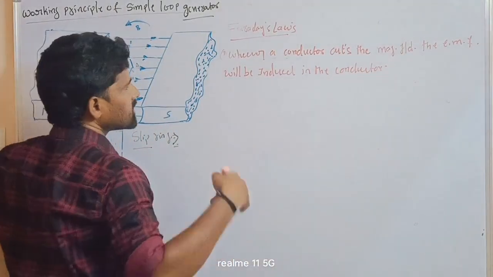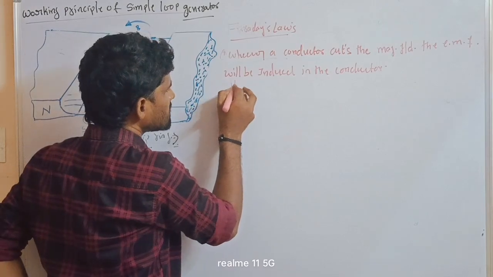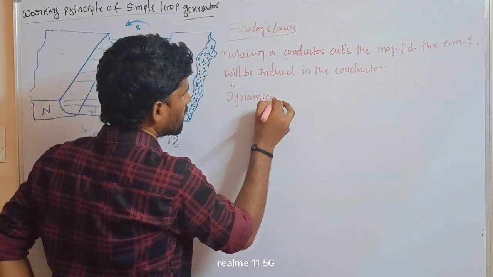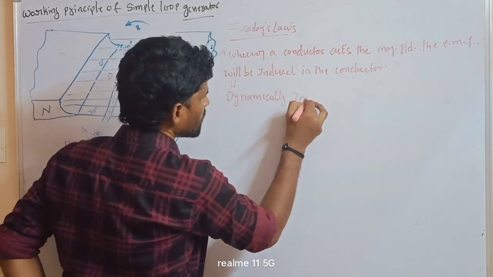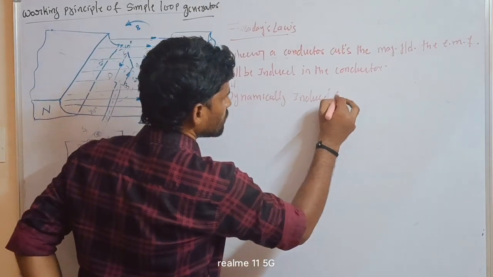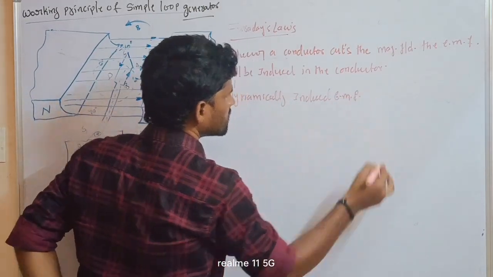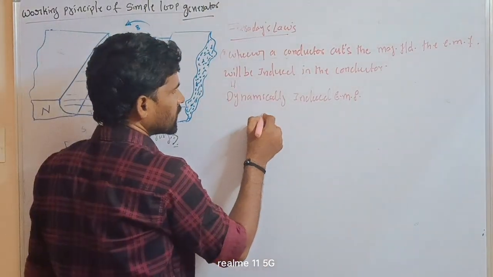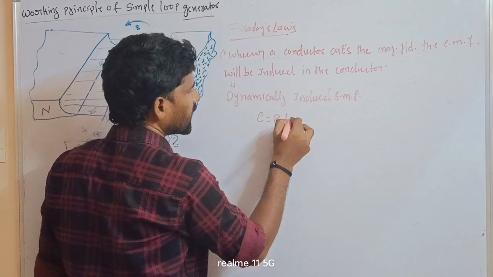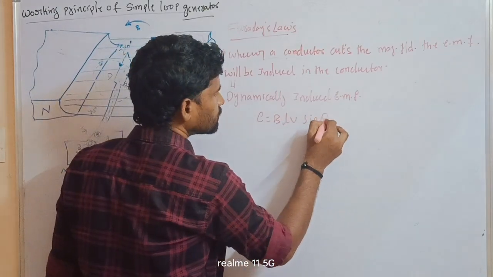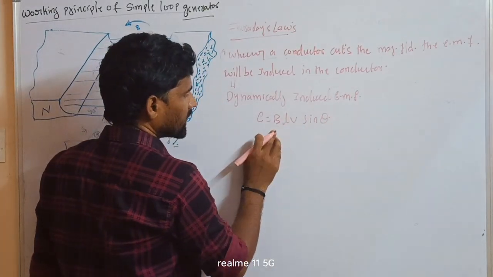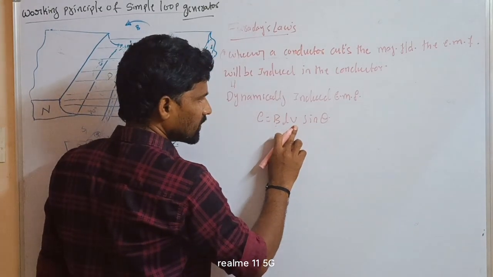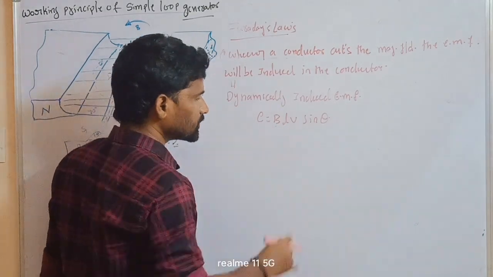This law is also known as dynamically induced EMF. What is the dynamically induced EMF? E is equal to BLV sin theta. B is the magnetic flux density, L is the length of the conductor, and V is the velocity, in the sense of the speed of the conductor.